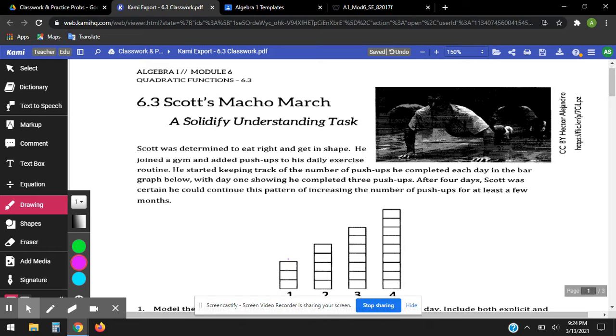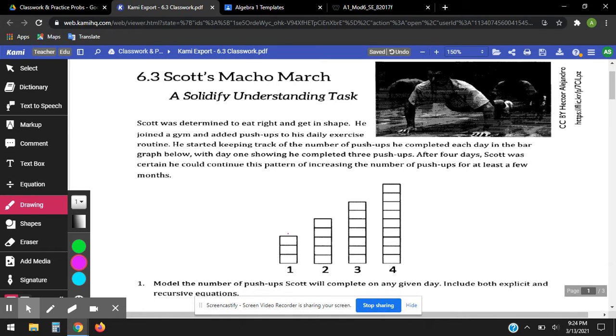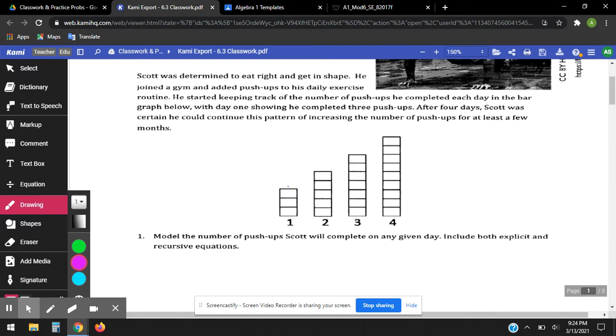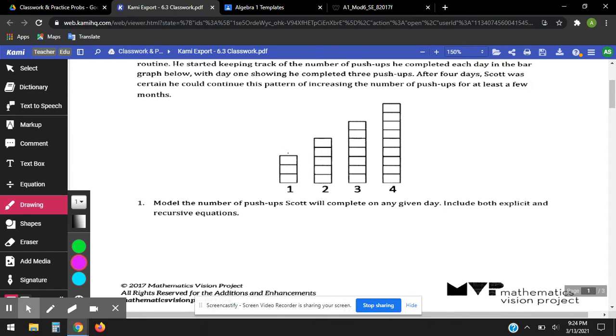So, Scott was determined to eat right and get in shape. He joined a gym and added push ups to his daily exercise routine. He started keeping track of the number of push ups he completed each day in the bar graph below, with one day showing he completed 3 push ups. After 4 days, Scott was certain he could continue this pattern of increasing the number of push ups for at least a few months. Model the number of push ups Scott will complete on any given day, include both explicit and recursive.